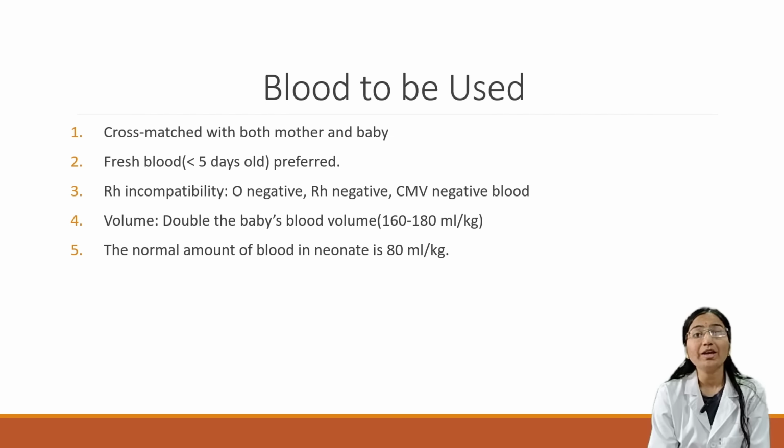Next, the blood to be used for EBT. First, it is cross matched with both mother and baby. And then fresh blood, less than 5 days old, is preferred. And then the third point is Rh incompatibility, so O negative, Rh negative, and cytomegalovirus negative blood. And then volume: double the baby's blood volume, that is 160 to 180 ml per kg. The normal amount of blood in a neonate is 80 ml per kg.